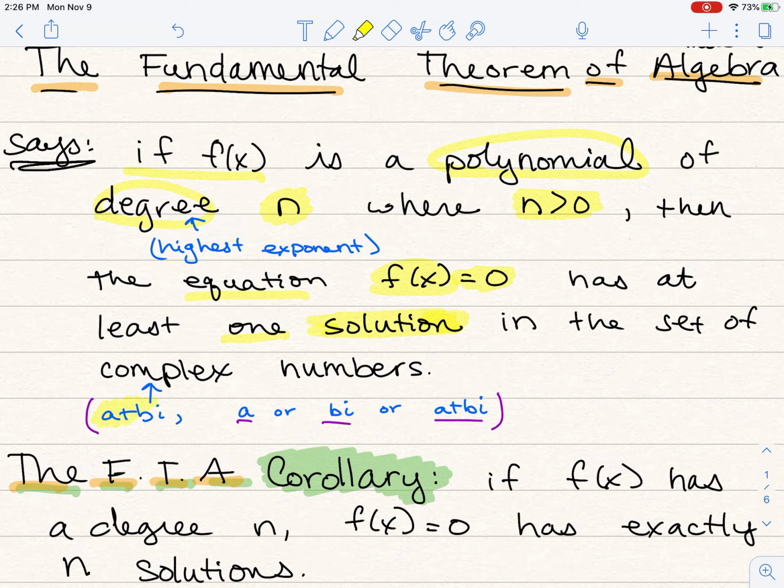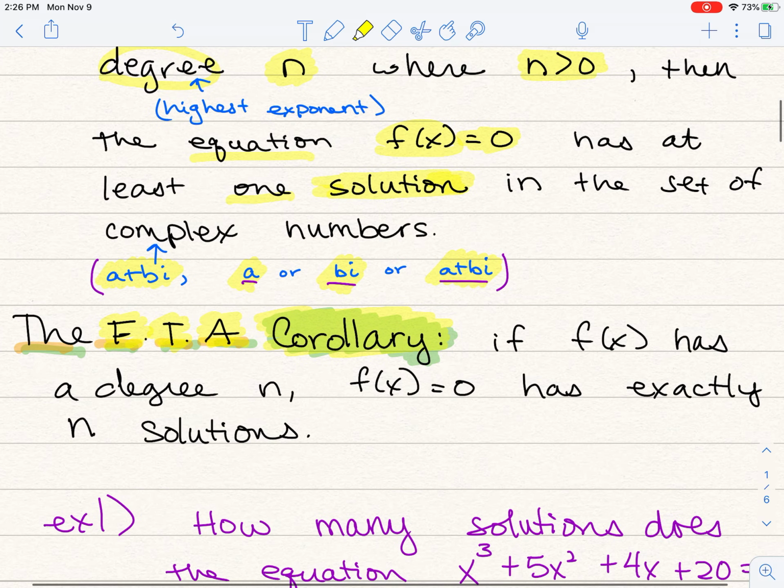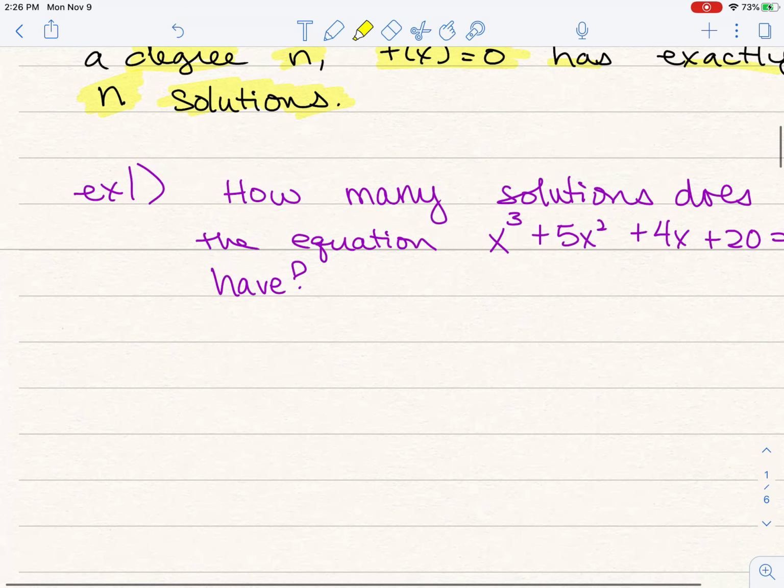Now remember, a complex number can be written as some value a + bi. It could be just a regular number, it could be an imaginary number, or it could be a complex number, any of those. Now, the fundamental theorem of algebra corollary is something that goes with it. FTA stands for fundamental theorem of algebra. The corollary says if f(x) has a degree of n, then f(x) = 0 has exactly n solutions. So let's see that play out.